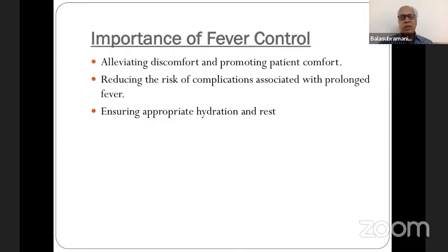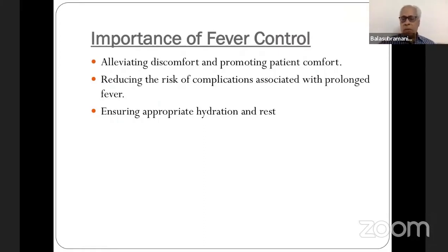Why should we control fever? It's a $1 million question. In fact, there is always a debate in medical literature: is fever a friend or foe? In fact, animal experiments suggest that once the temperature goes up to some extent, it does good to the host by killing microorganisms and by moving WBCs to the site of infection. It helps the host.